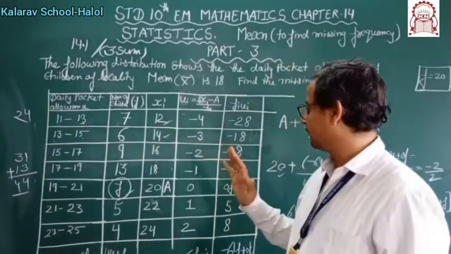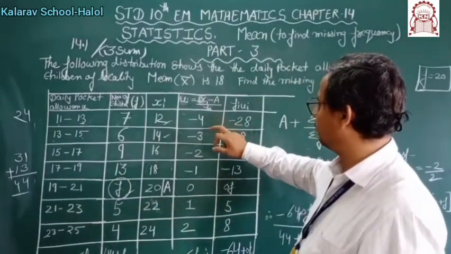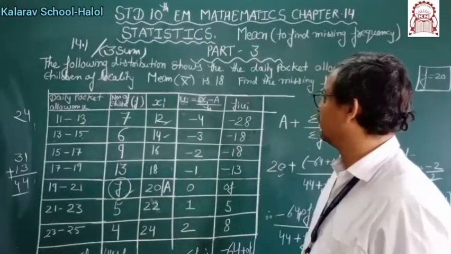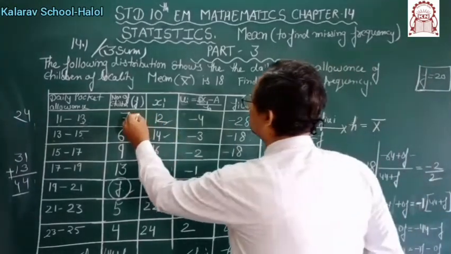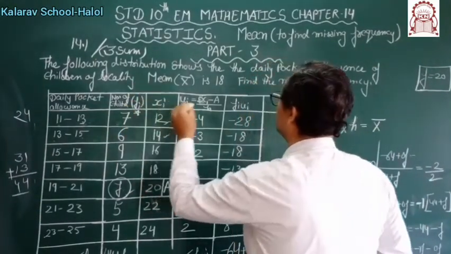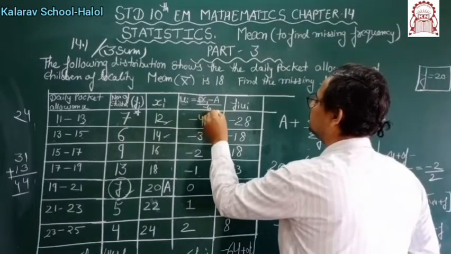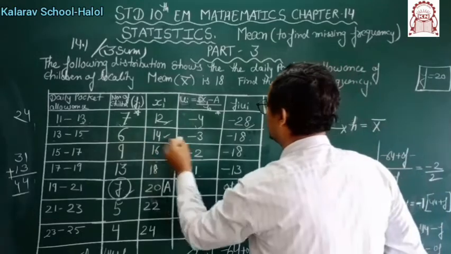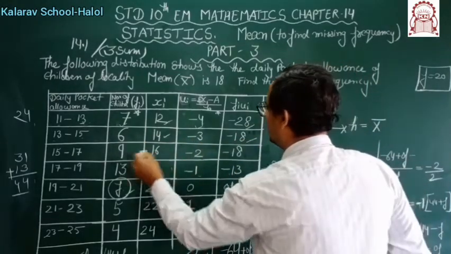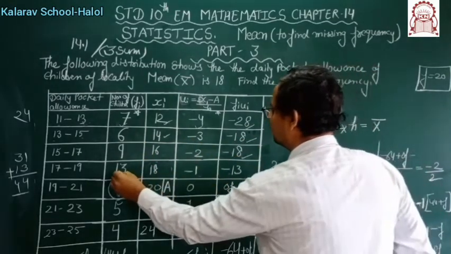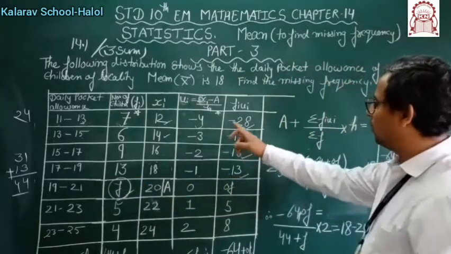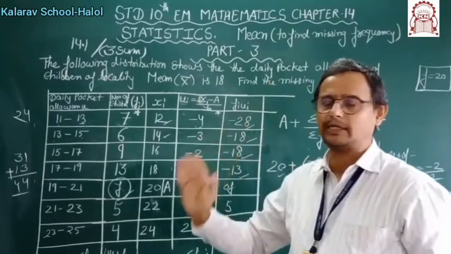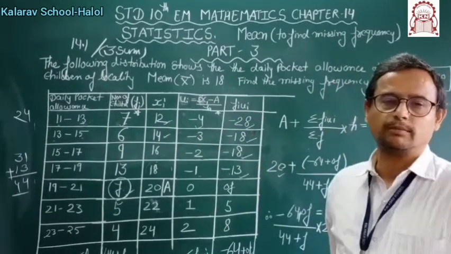Is it clear? So here minus 4, of course you can fill it down, minus 3, minus 2, minus 1, 0, 1, 2. Now fiui means this one, and ui means this one. You have to multiply: for 7, 4 sevens are 28, 6, 3 sixes are 18, 9, 2 nines are 18, 13, 1 thirteens are 13. See, all signs are negative because one number is negative, one number is positive, minus into plus, minus. That's why all these numbers are negative.